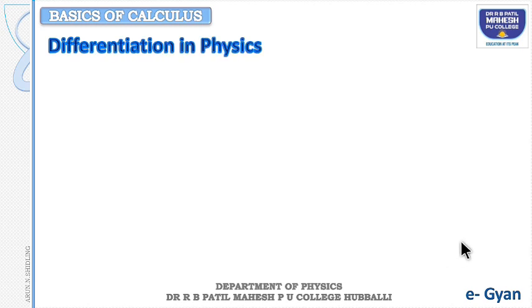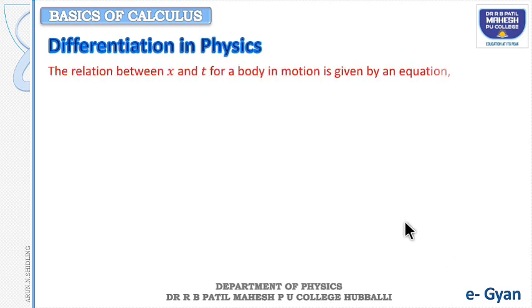So let us try to solve one of the problems on physics by using differentiation. Here there is a problem in which x and t are given. Here x is distance covered and t is time. The relationship between these two is given. The relationship means this is a function. x is a function of t. Distance is covered with respect to time. So x is equal to 3t plus 2. I need to find out what the velocity is.